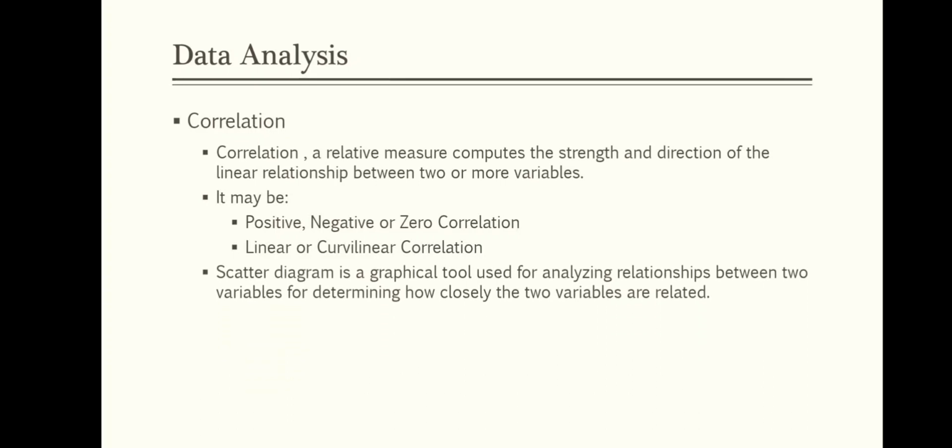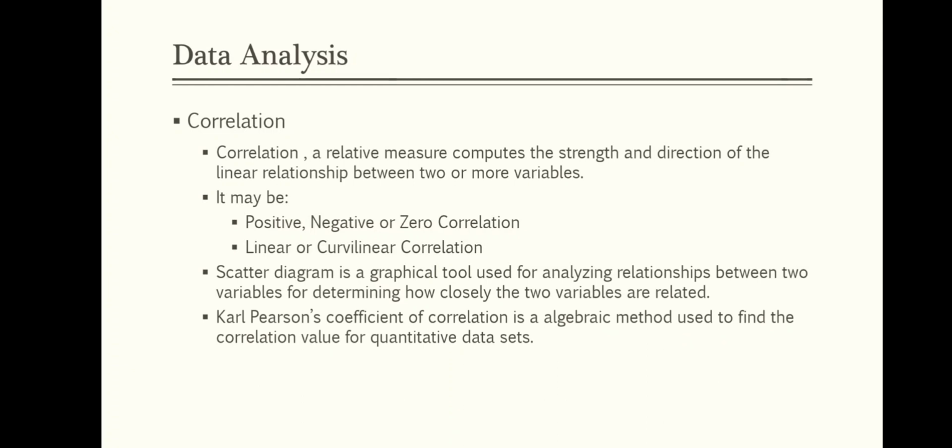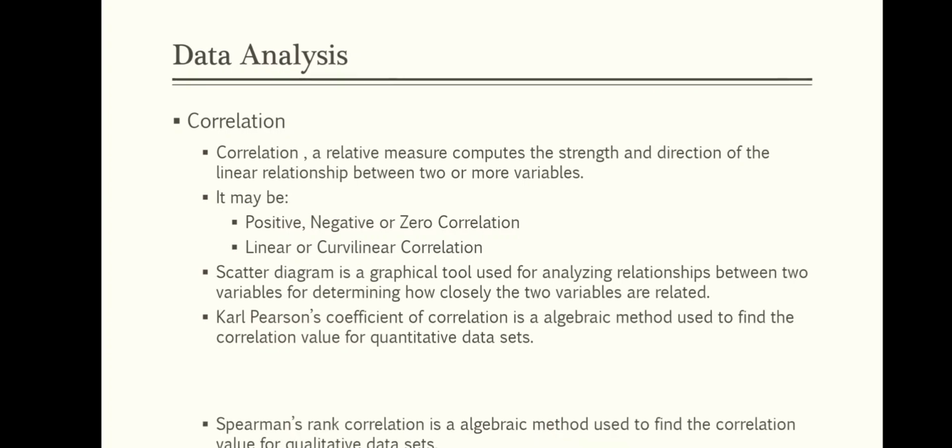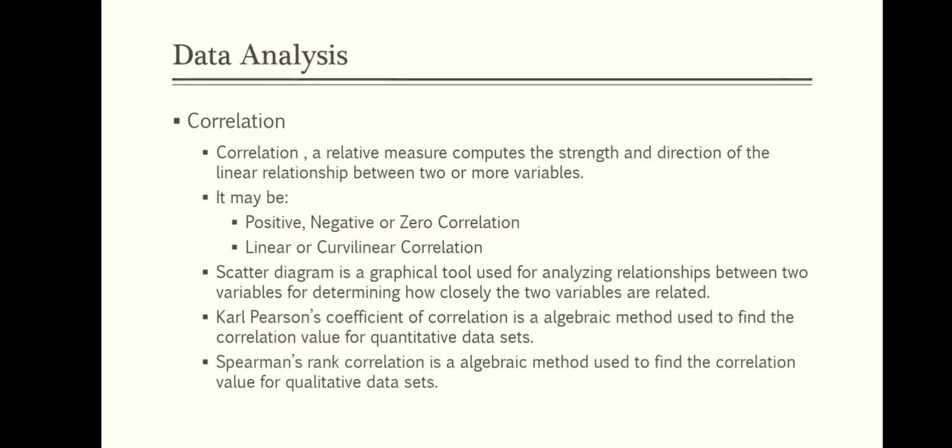Scatter diagram is a graphical tool used for analyzing relationships between two variables for determining how closely the two variables are related. Pearson's coefficient of correlation is an algebraic method used to find the correlation value for quantitative data sets. Spearman's rank correlation is an algebraic method used to find the correlation value for qualitative data sets.